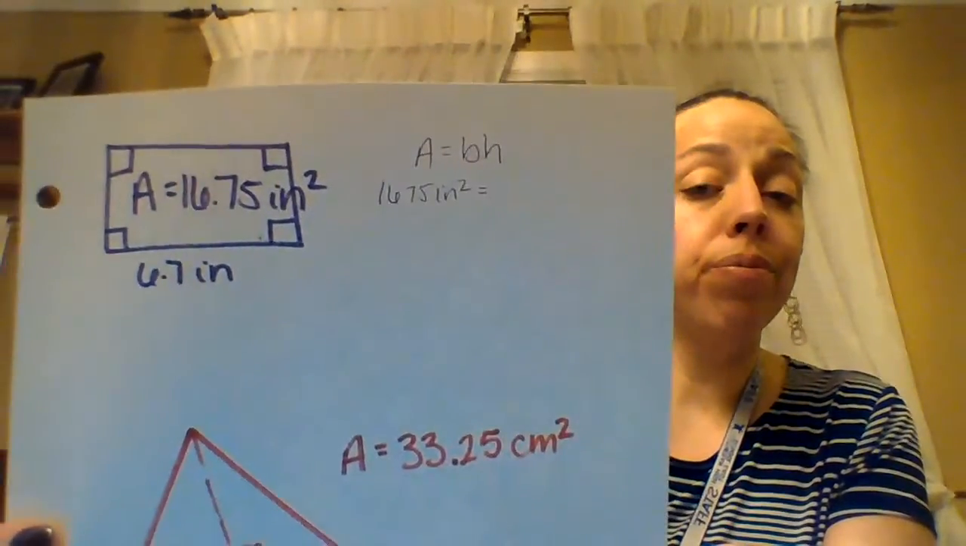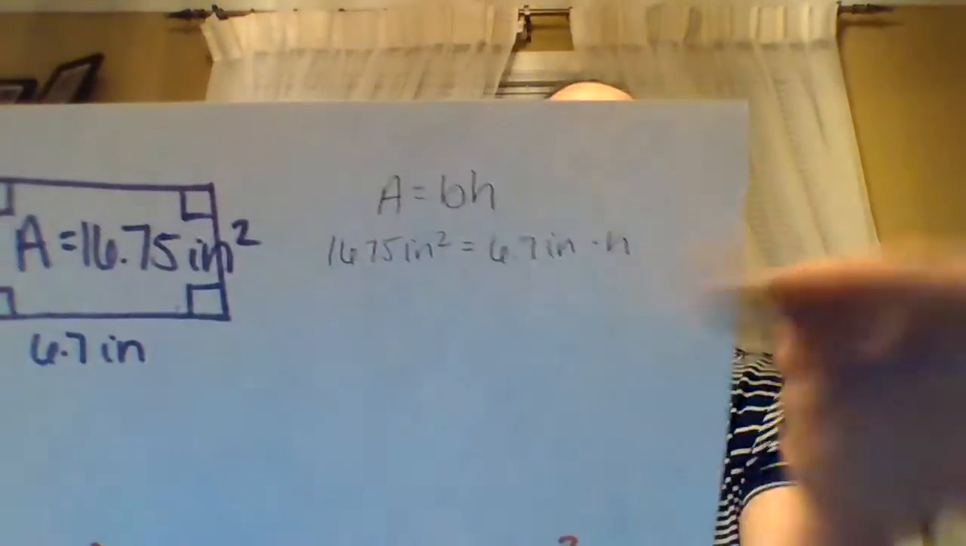I would even include the unit of inches squared. What is the base? But the height we don't know. These should be multiplied. So to get rid of that 6.7, you will divide both sides by 6.7 inches.